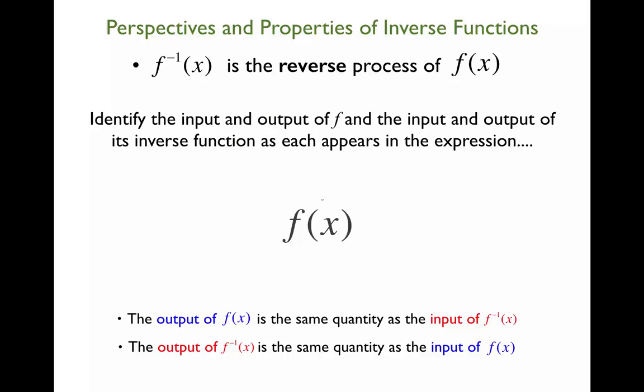Okay, so in this expression right here, we want to identify 4 things. In that f of x, where do we see the input of f, the output of f, the input of f inverse, and the output of f inverse? All 4 of those things show up there somehow. So we want to identify each one.